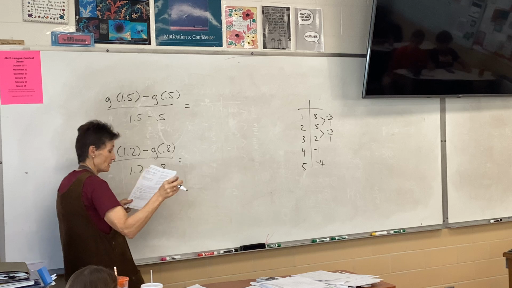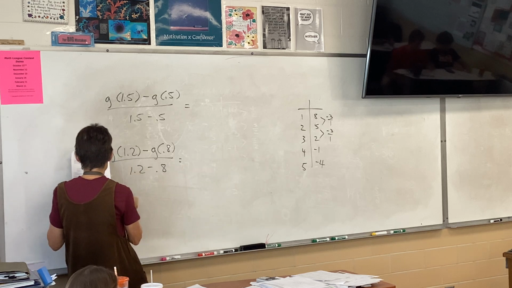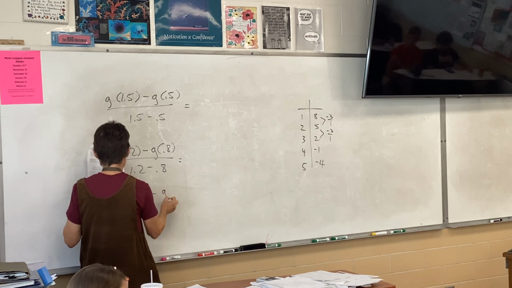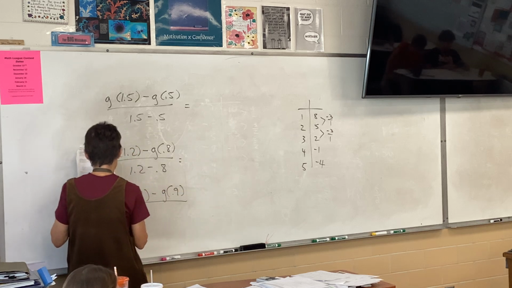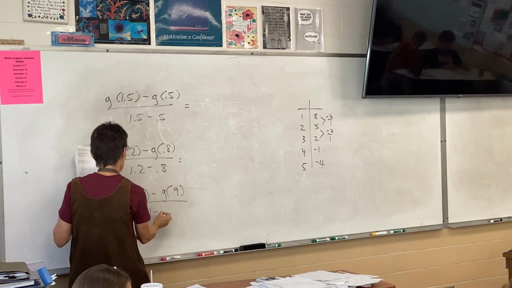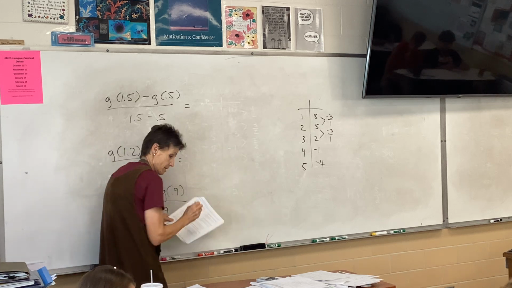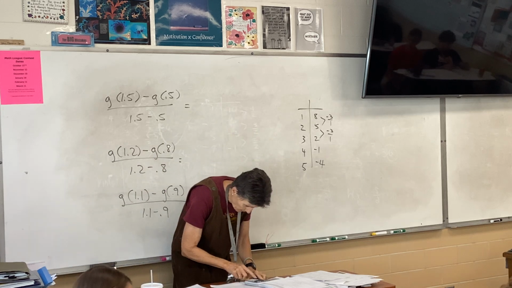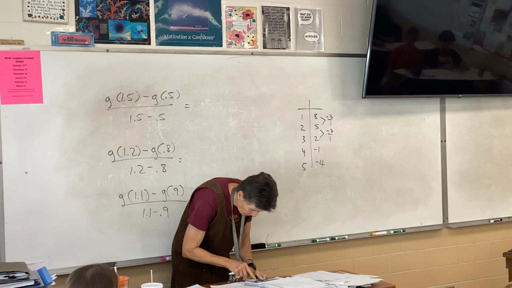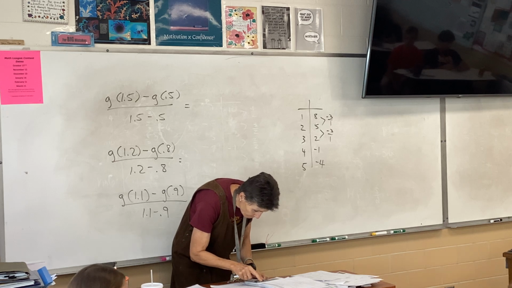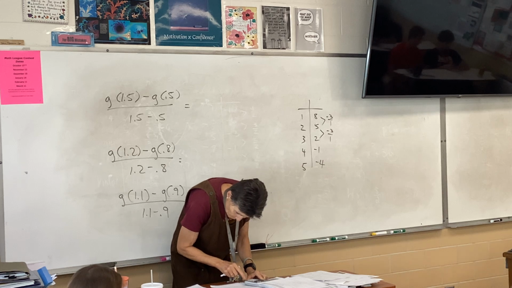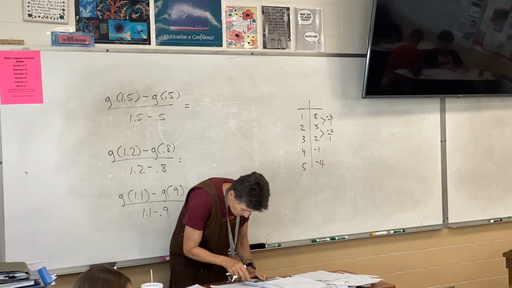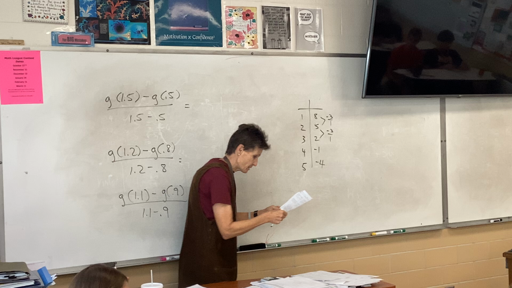You guys over here, find g of 1.1 minus g of 0.9 over 1.1 minus 0.9. And I'll do that last one, and then we'll do that last one. Why do we have a number? So ours is.